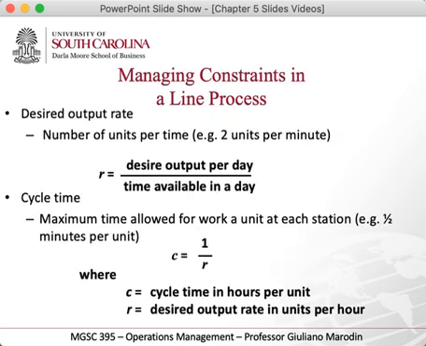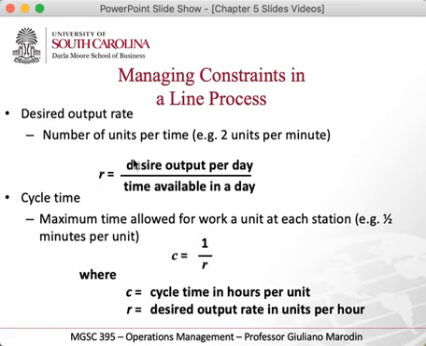So the first concept is what we call the desired output. That's the number of units per time. The way to calculate this is desired output, let's say per day, divided by the time available in a day. The problems can differ if it's a day, a week, or a month, but you always have to have the same unit of analysis here. And the cycle time will be 1 divided by that desired output rate.